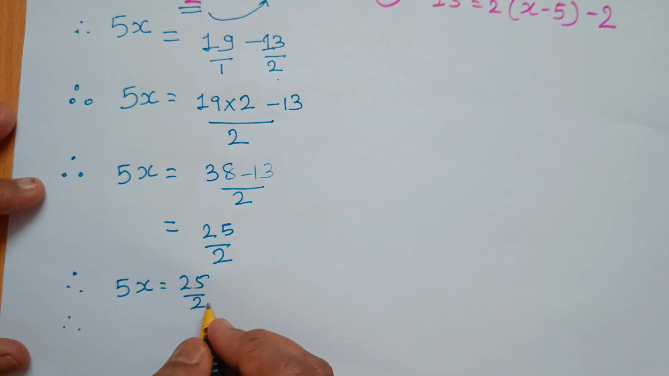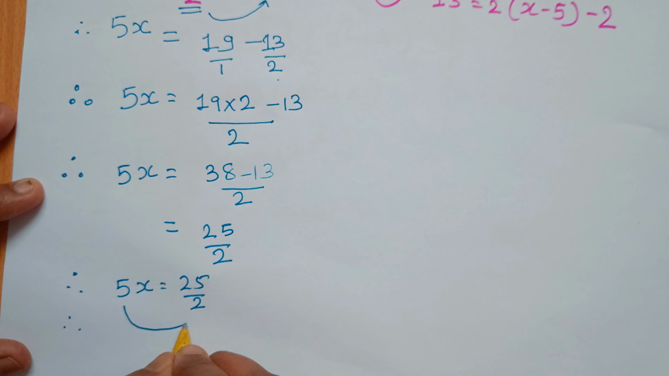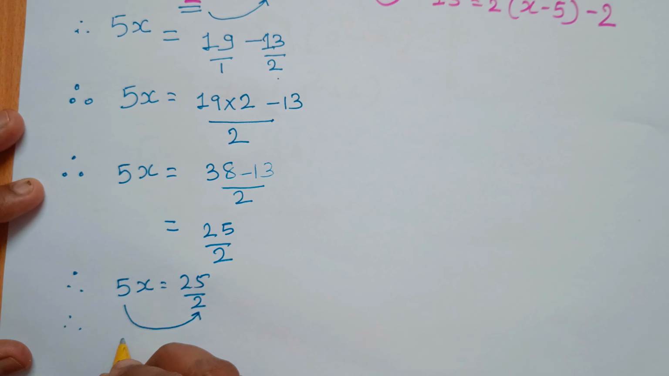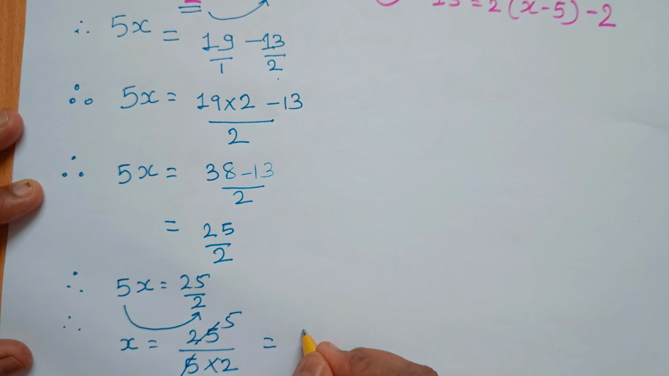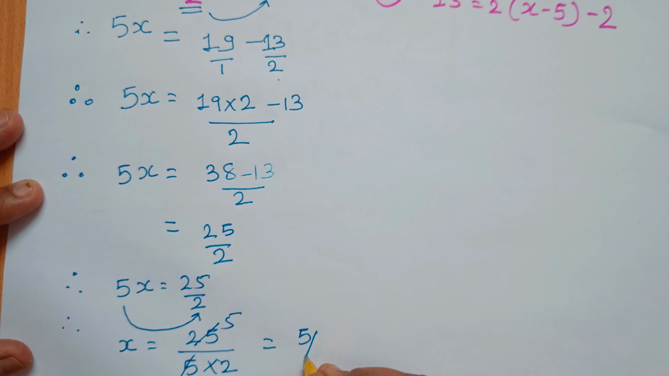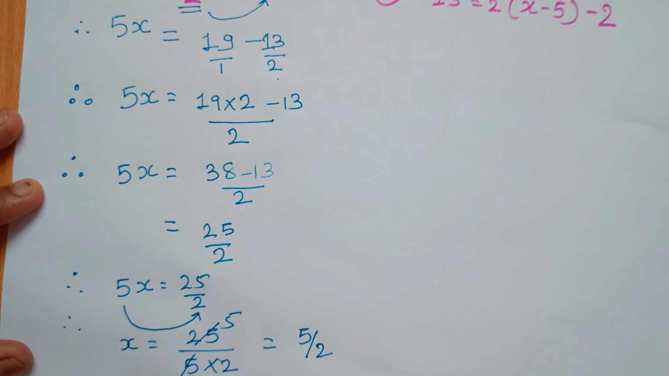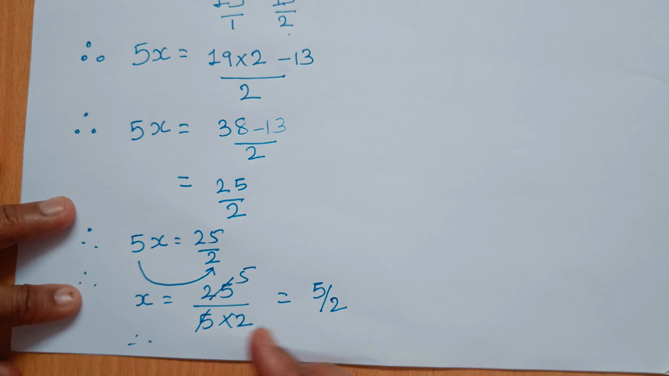Now we change the side of the 5. So 5 is in multiplication, so it goes to division. Therefore, x is equal to 25 divided by 5 multiplied by 2, which is equal to 5 fives are 25, which is equal to 5 by 2. Therefore, x is equal to 5 by 2, which is our answer.